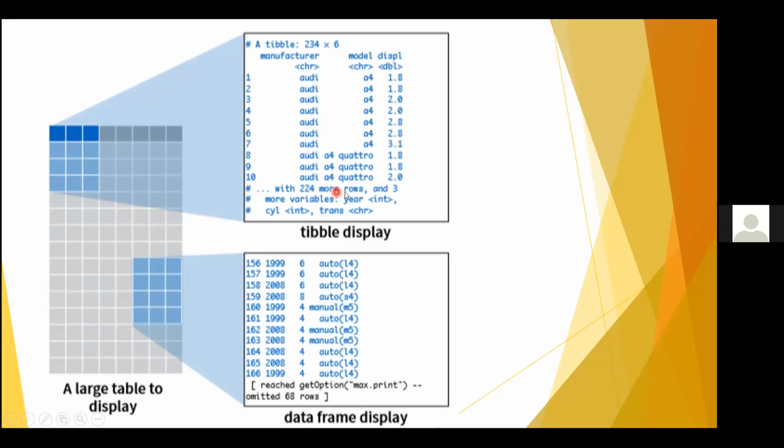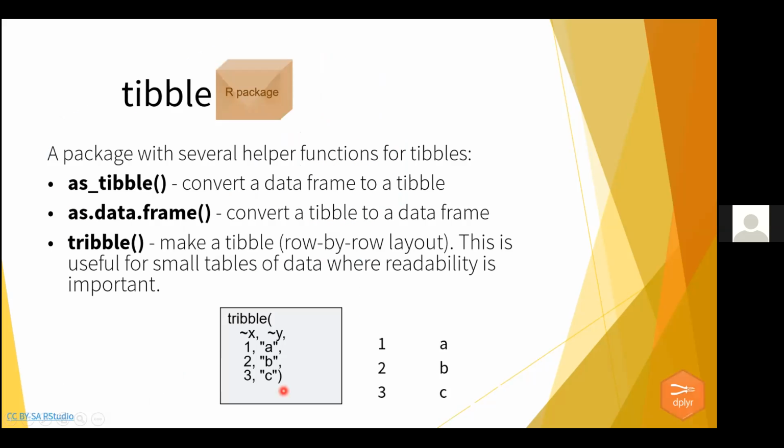With 224 more rows, it means there are a total of 234 rows, out of which 10 are displayed here and the remaining 224 are left. And 3 more variables shows that 3 variables are not shown because of limited space, but they are also available in this data set. So you can compare both displays, the tibble display and the data frame display. The tibble display is easier to understand as compared to the data frame display.